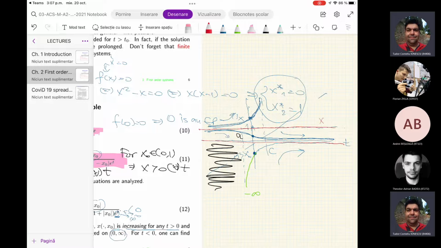Okay, so this is x double star, and this is x star. What can we say? Can we assess the stability of these two guys? Which one do you think is stable and which one is not stable, please? Can you answer this question for me?